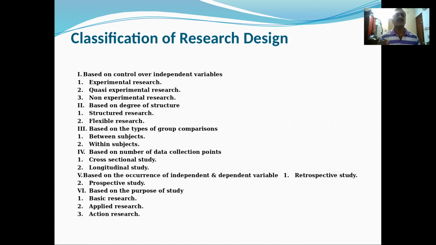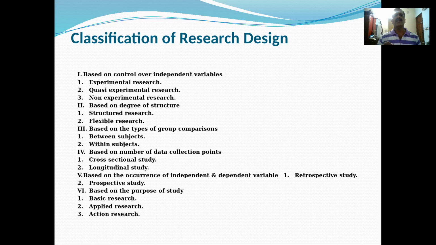That means there is no absolute control over the independent variables. So from experimental to quasi-experimental to pre-experimental to non-experimental, as it progresses, the amount of control over the independent variable decreases. Okay, so this is based on the control over the independent variable. We classify research into experimental research, quasi-experimental research, pre-experimental research, and non-experimental research.